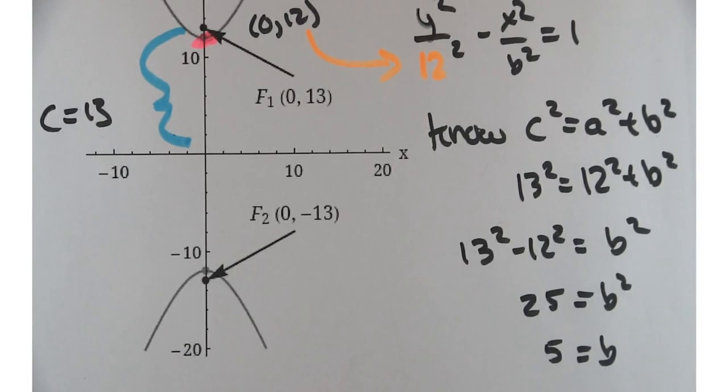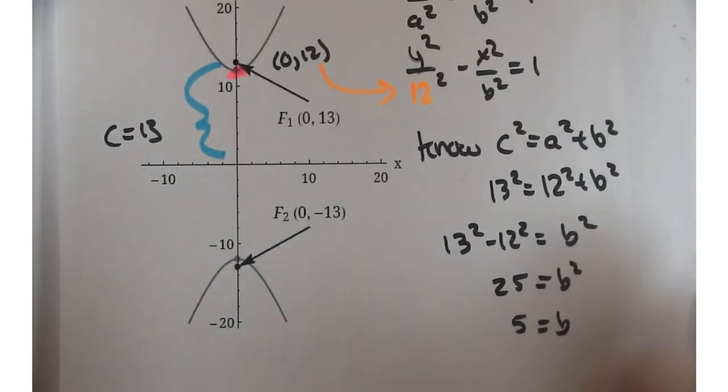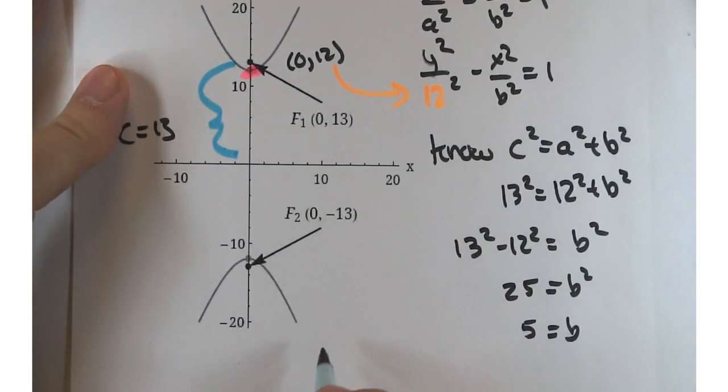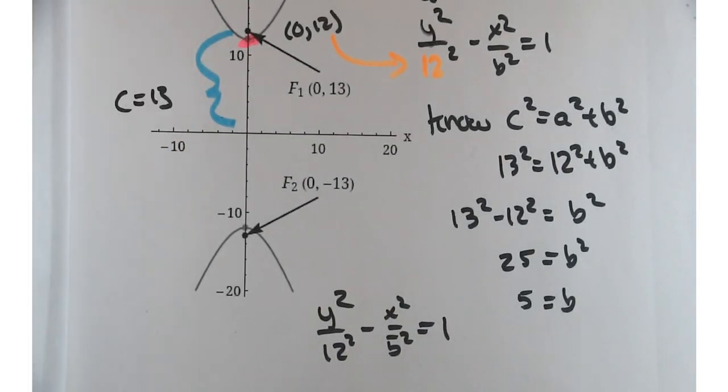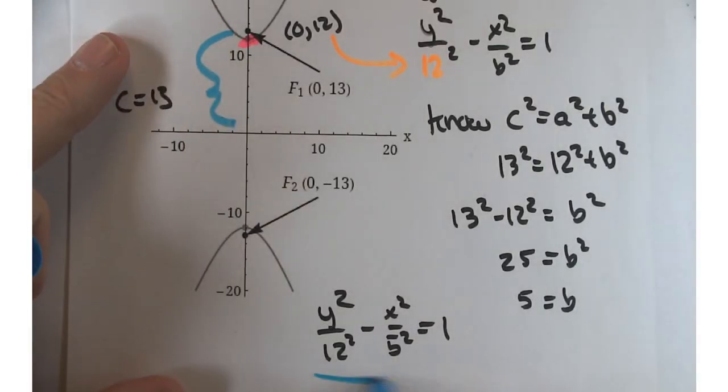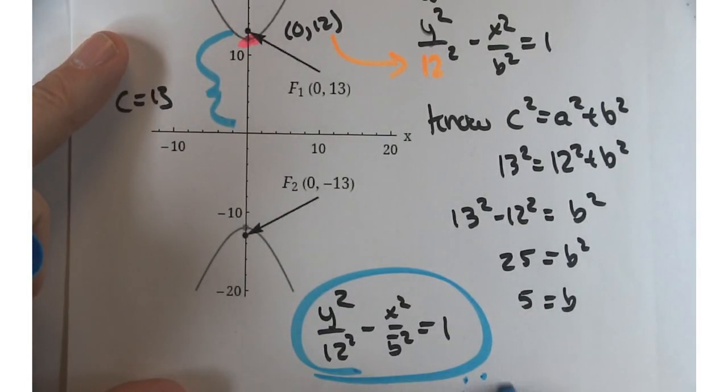Nice. Well done. Overall, your final equation should look like this. Y squared over 12 squared minus x squared over 5 squared equals 1. And that's all we're looking for in this one, was to try and find the equation of the hyperbola, and we got it. Nice.